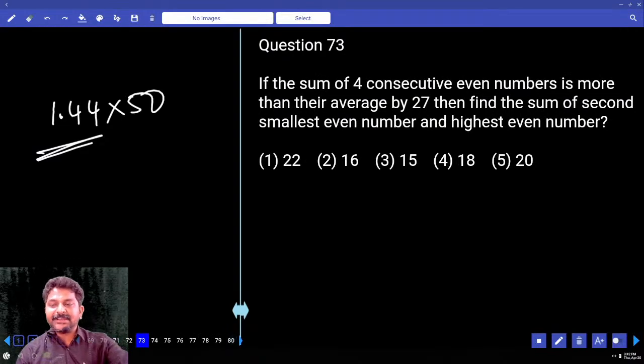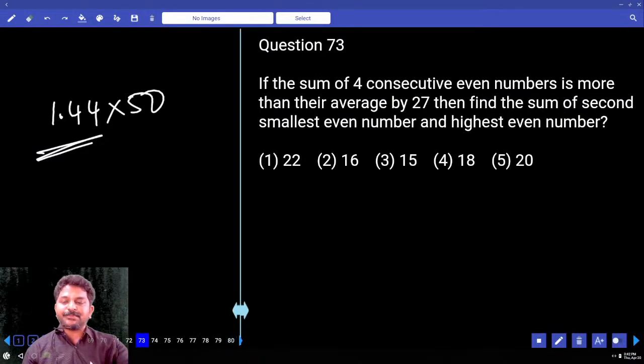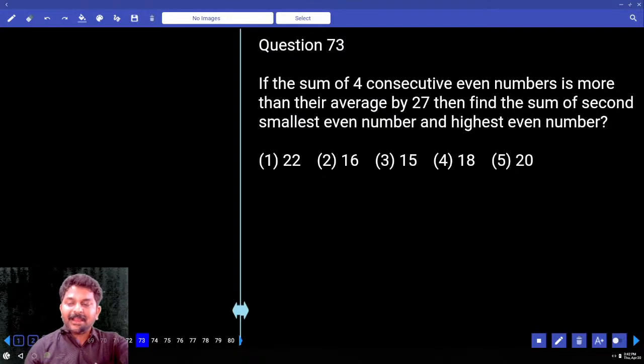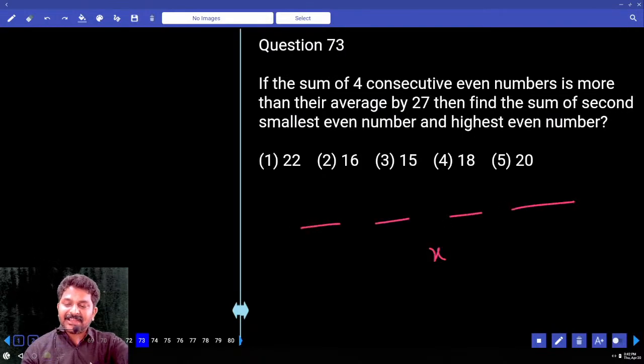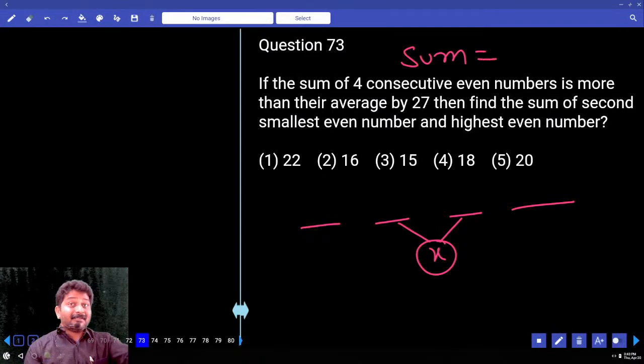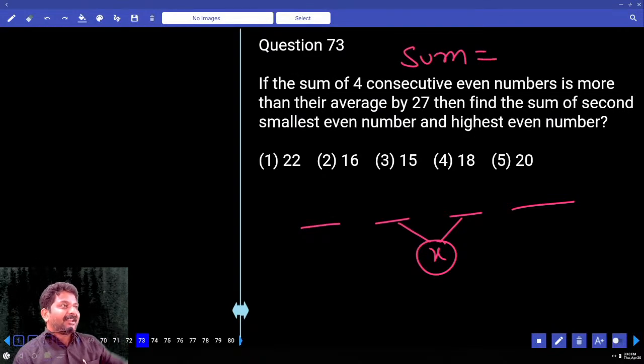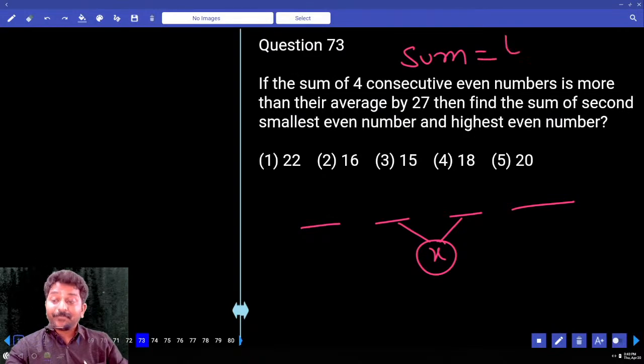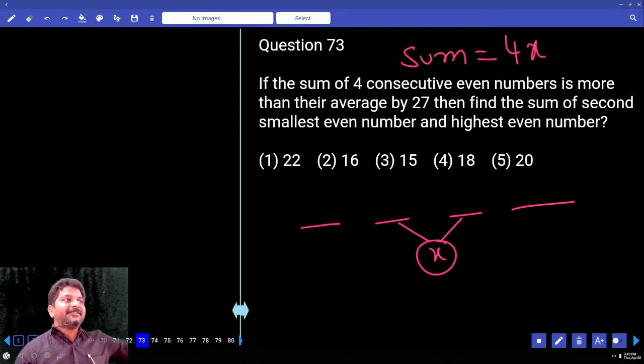The sum of 4 consecutive even numbers is more than their average by 27. Then find the sum of the second smallest even number and the highest even number. How many numbers are there? 4 numbers. Average in the sense that will be in between the second number and third number. If the average is x and there are 4 numbers, what is the sum? 4x.